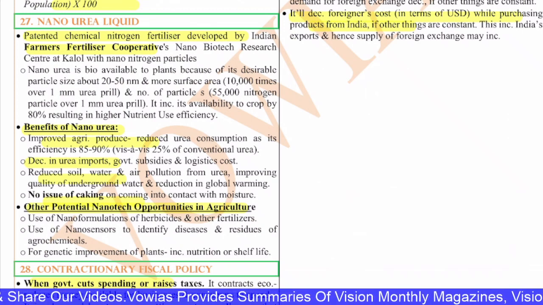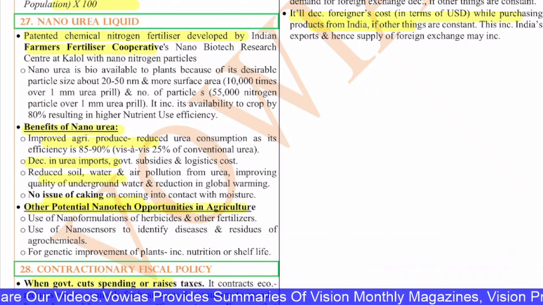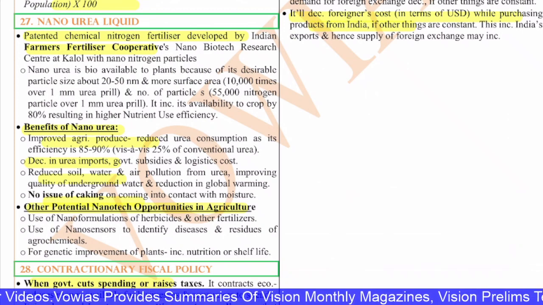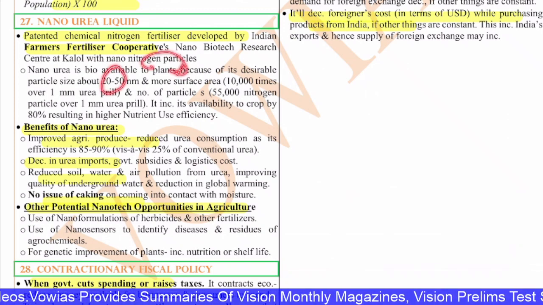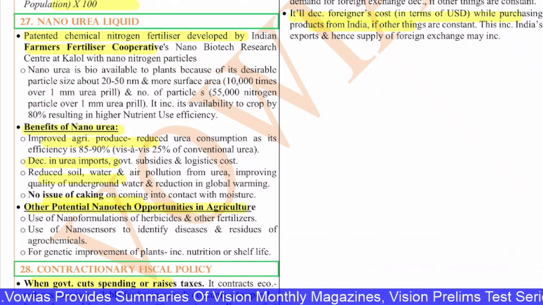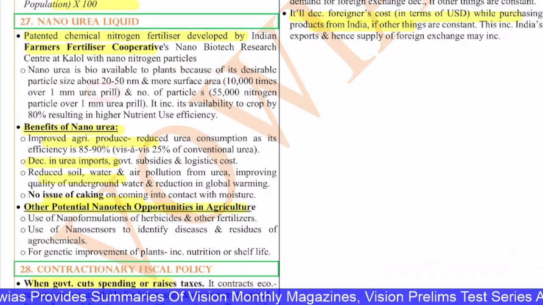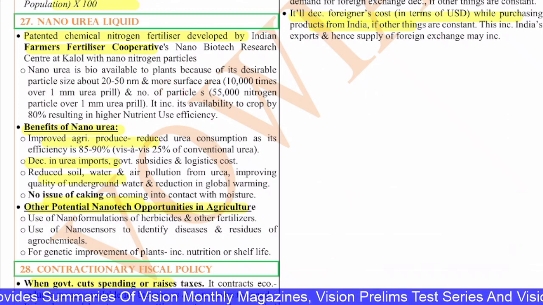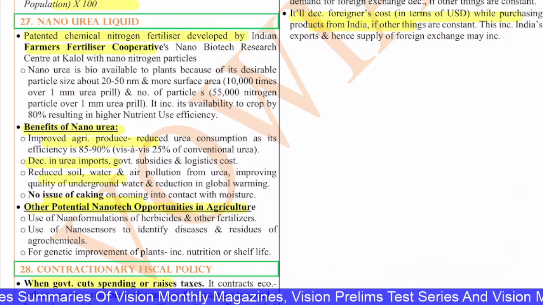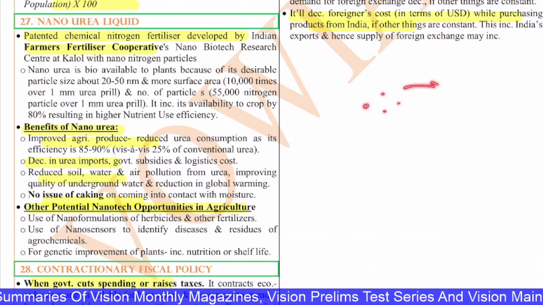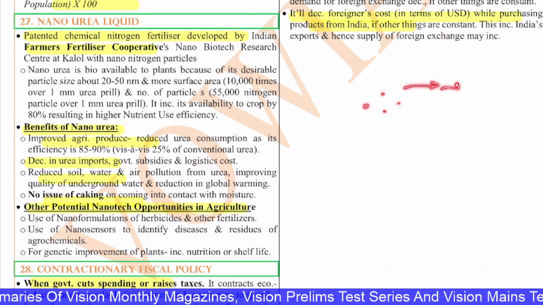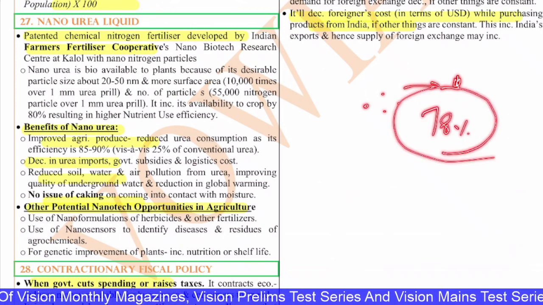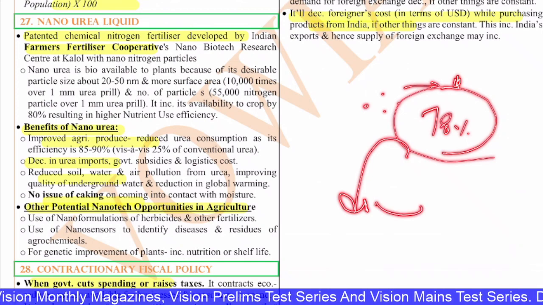Now this nano urea is bioavailable to plants because it is desirable in size, about 20 to 50 nanometers, with about 10,000 times more surface area over a 1 mm urea prill, and 55,000 particles over a 1 mm urea prill. It increases availability to the crop, because when small nitrogen particles are released, they are absorbed easily. Generally we know that about 78% of the air is nitrogen, but this nitrogen has to be used by the soil for its growth and production.